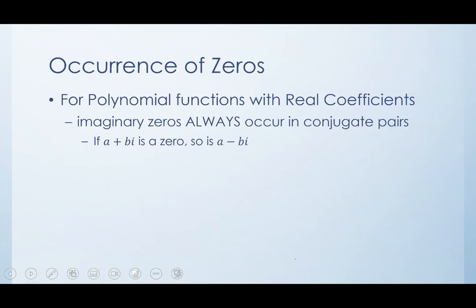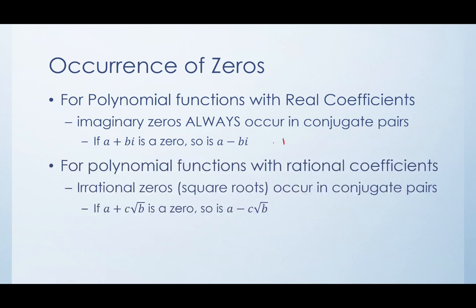So for any polynomial function with real coefficients, I've said this already, but here it is in writing. Imaginary zeros always occur in complex conjugate pairs. So if you know, for instance, that 1 plus 2i is a root, then 1 minus 2i is also a root. And we have to have that because otherwise we would have some coefficients that were imaginary, and we don't want that.